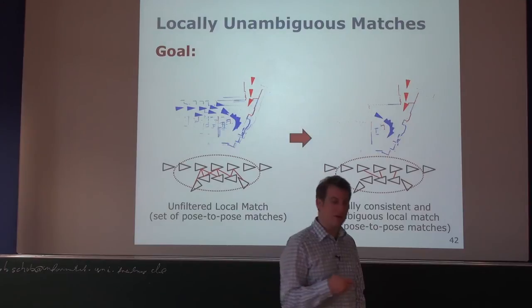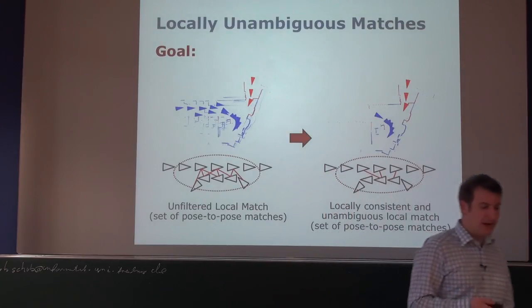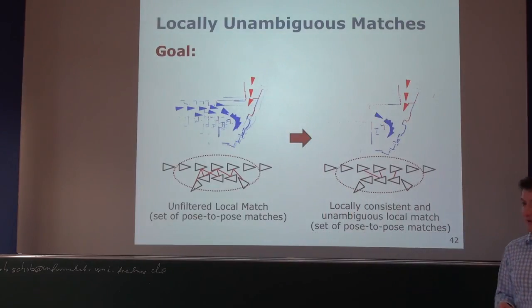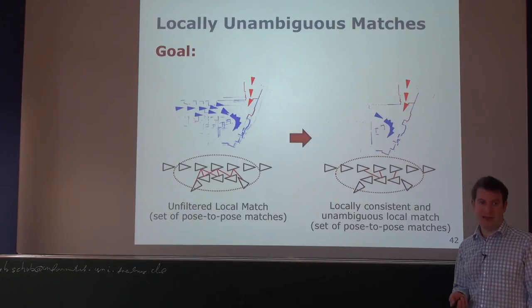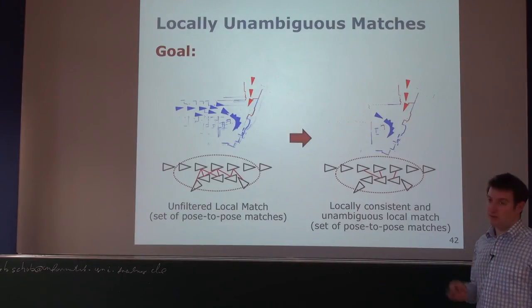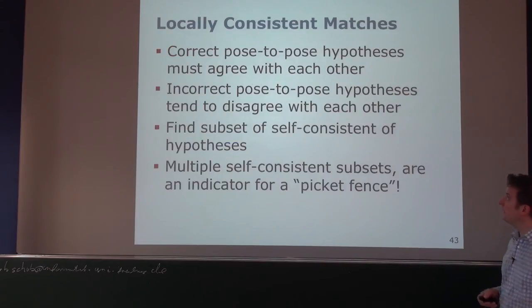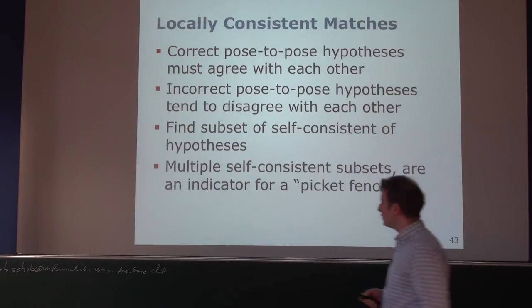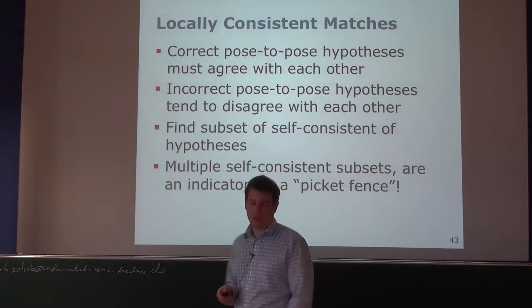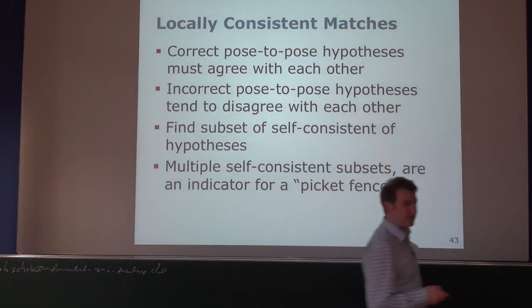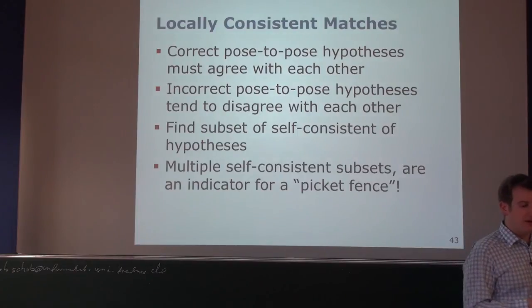It makes this decision: which are the local matches, and is there a local ambiguity or not? If not, I'm happy. If there's a local ambiguity, I may say, okay, it's better to not add a constraint. Okay, locally consistent matches. How do we actually get those locally consistent matches? That's one of the key questions here.